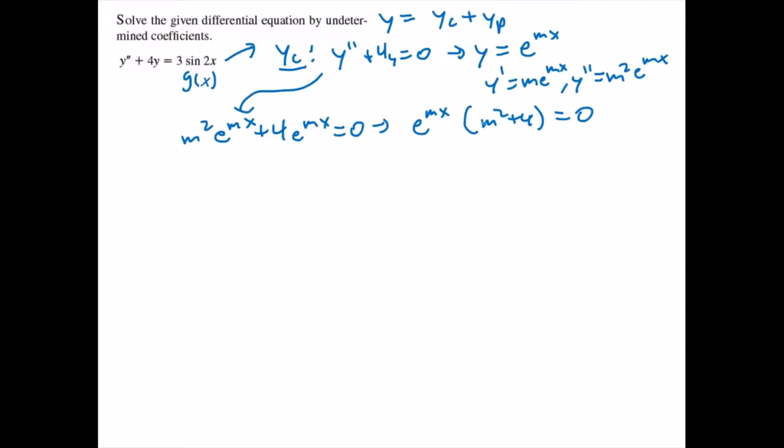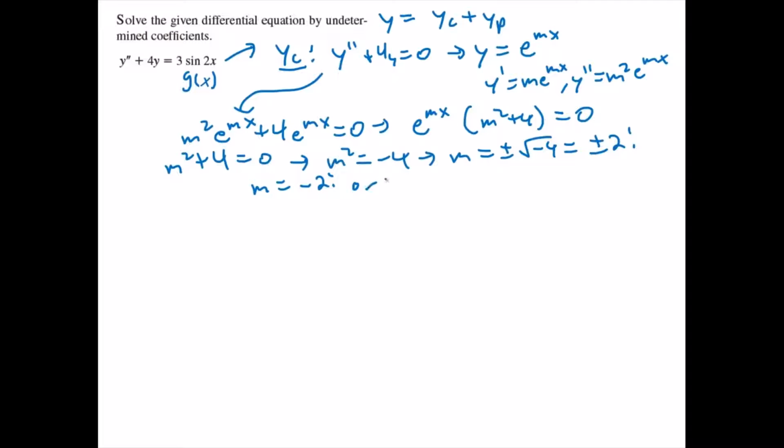Well, e to the mx can never be 0, therefore m squared plus 4 will be 0, telling us that m squared will be negative 4, or m will be plus or minus the square root of negative 4, which will be plus or minus 2i. So m will be negative 2i, or m will be equal to positive 2i. Well, let's take a look at our solution. So the first one would be e to the 2ix if we substitute 2i for m. Well, that will simply be the cosine of 2x plus i times the sine of 2x.